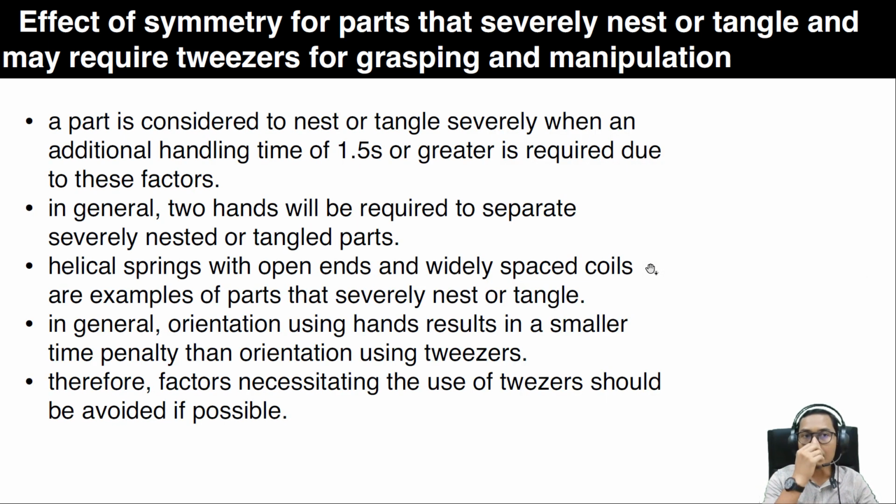Okay. And a part is considered to nest or tangle severely when an additional handling time of 1.5 seconds or greater is required due to this factor. So in general, two hands will be required to separate severely nested or tangled parts. So the operator needs to work using both hands. Helical springs with open ends and widely spaced coils are examples of parts that severely nest or tangle.